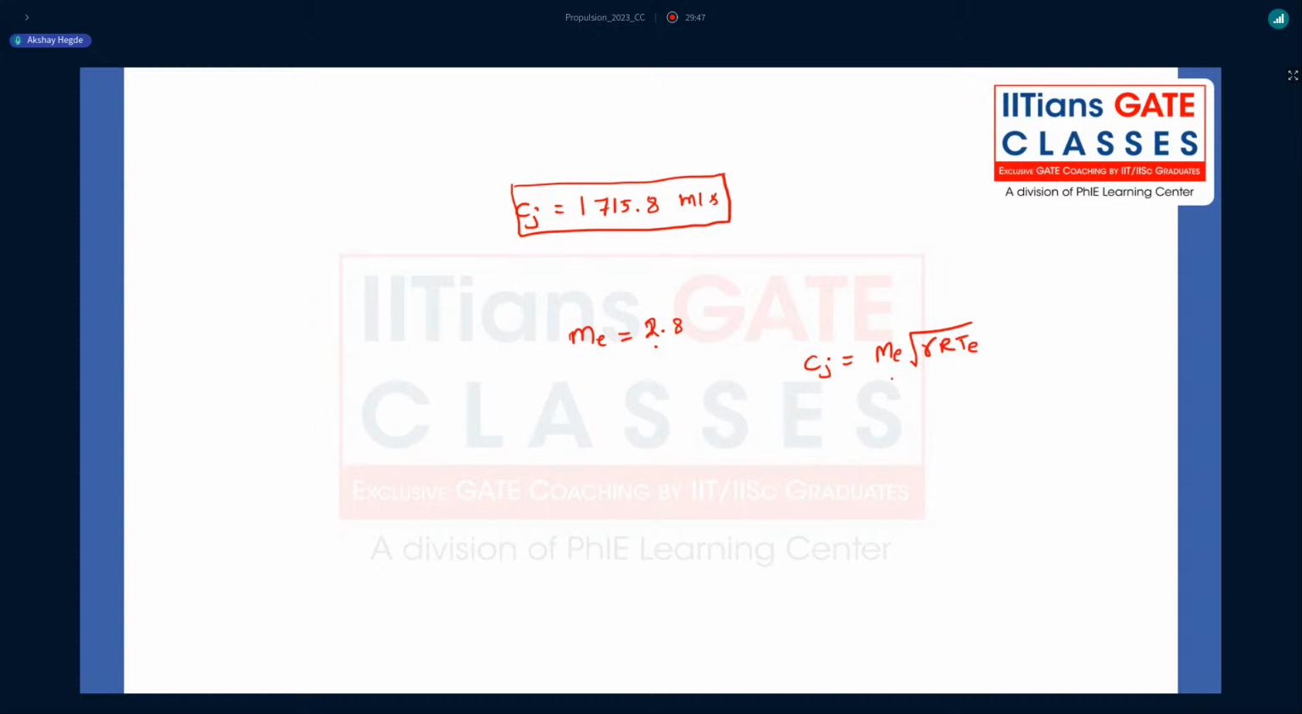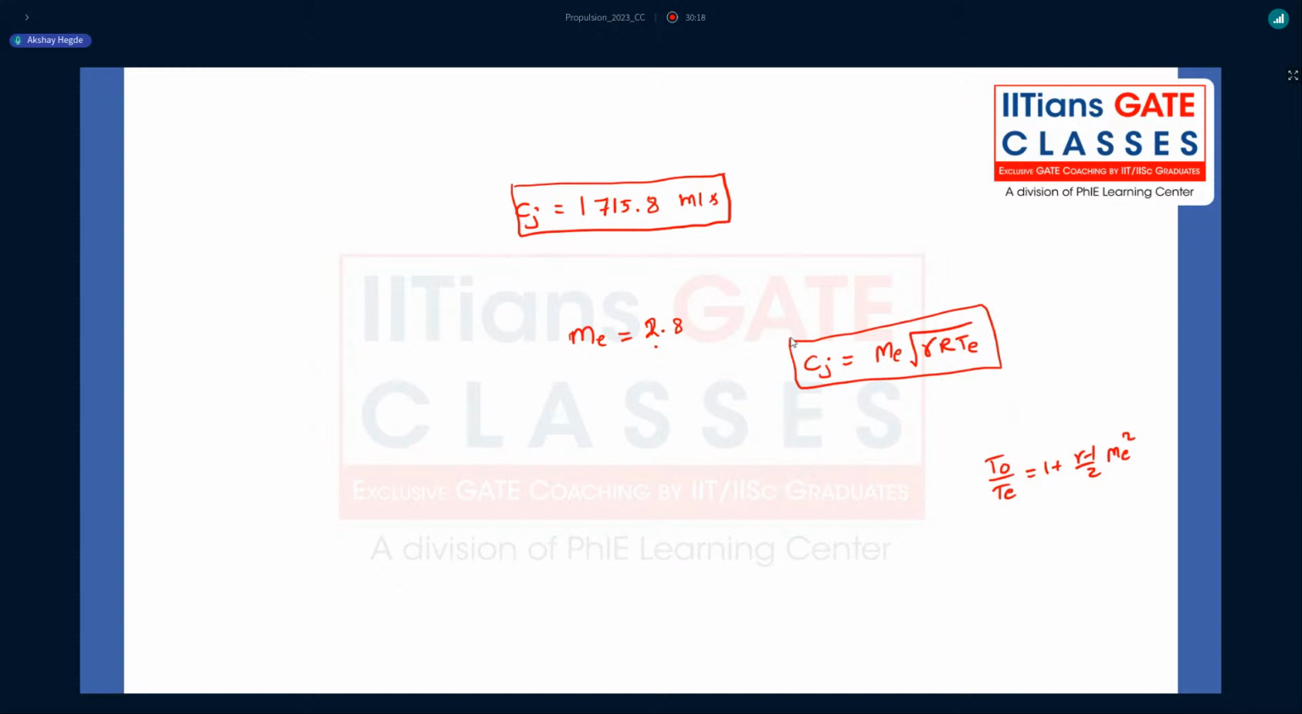That is nothing but, because the Mach number is defined as the speed of the fluid to the local speed of sound, if I just multiply by the speed of sound I should be able to get it. So this one you calculate first: T naught by Te is equal to 1 plus gamma minus 1 by 2 times Me square. So from here you calculate Te and put it over here to get Cj. So this is also the right approach you can take.